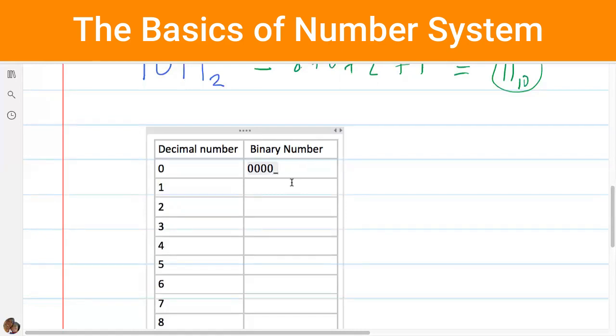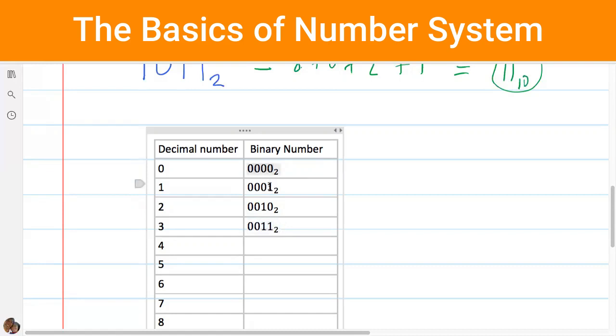I will represent 0 as 0000 base 2. We will understand that this is a binary number, and that is the representation of the number 0 in decimal form. Now, how about if we are going to represent 1? So 1 is written in binary as 0001 base 2. What about 2? 2 is written as 0010 base 2. What about the next one? The next number is 3. So that is represented by 0011.